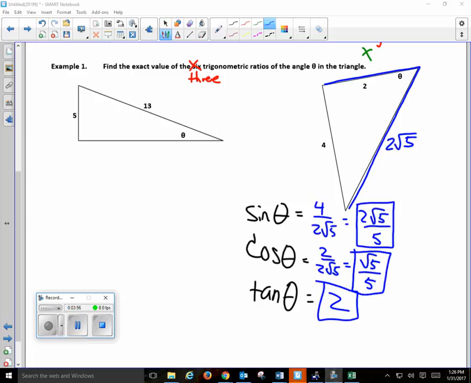Okay, you should come up with a hypotenuse of 2 root 5. So sine simplifies to 2 root 5 over 5. Cosine is root 5 over 5, and tangent is dos, which is Spanish for 2.